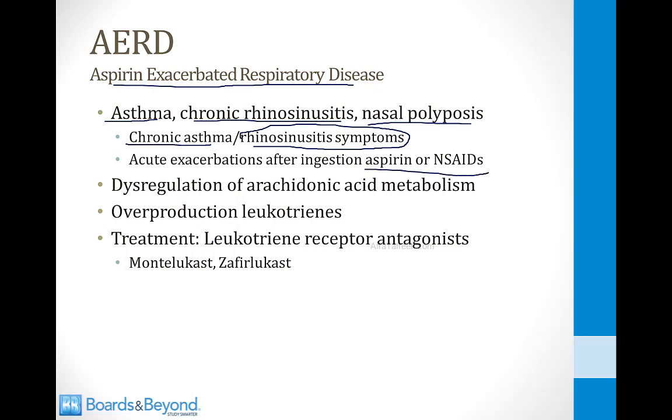The reason this happens is because these patients have a dysregulation of arachidonic acid metabolism. And that's why they love to ask you about this, especially on step 1, because there's a biochem tie-in. These patients overproduce leukotrienes, and that's what leads to the asthma. Because they overproduce leukotrienes, the treatment of choice is a leukotriene receptor antagonist. So drugs like montelukast and zafirlukast work very well for patients who have aspirin-sensitive asthma.